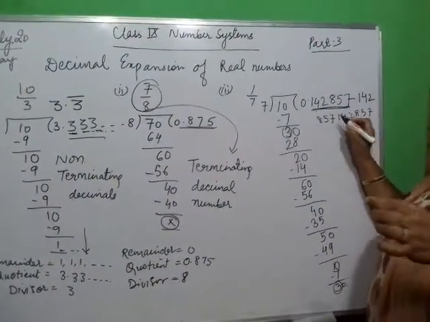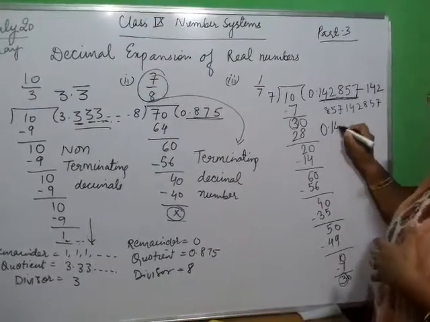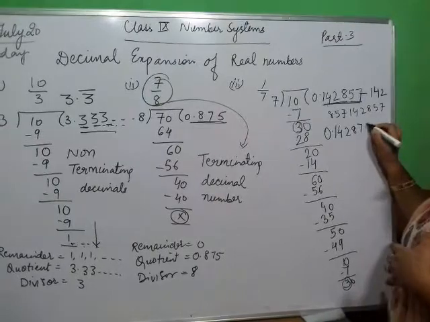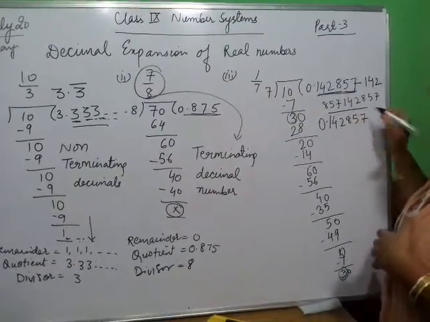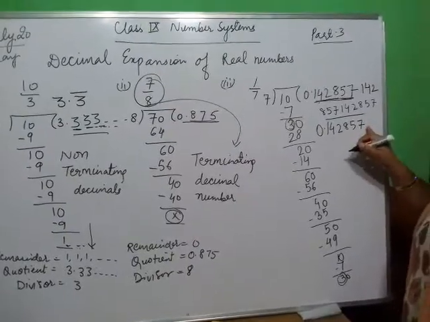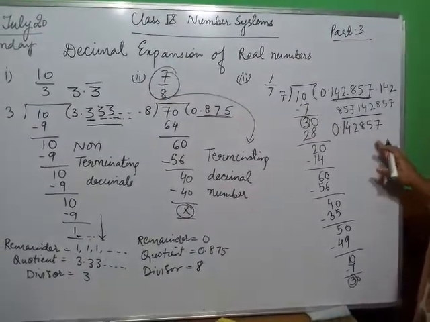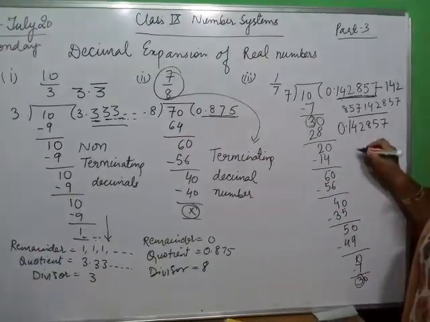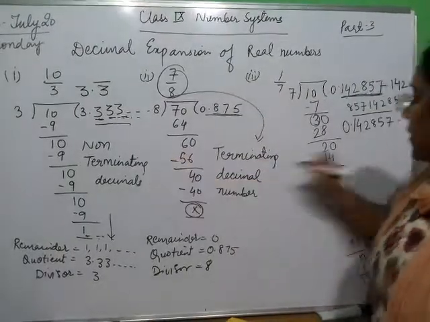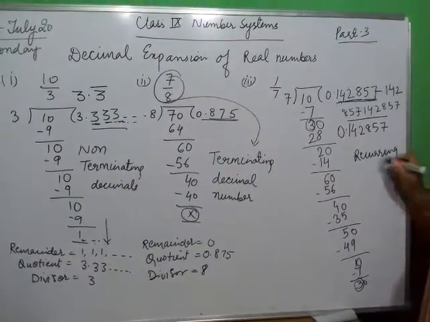These 6 digits are repeating themselves. So I will write 0.142857 with a bar. It means again the same will start from 142857. So this is called non-terminating decimals as well as non-terminating recurring decimals.